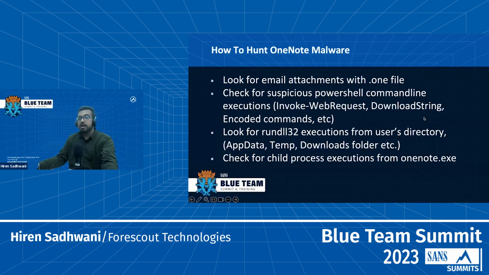Now look at how we can hunt the OneNote malware. Some of the things: look for the email attachments where the .one file is attached with the emails. So you can look at your email security logs. You will find the attachments and URLs. You can also look for PowerShell command lines. As we have seen in some of the examples, there are PowerShell command line executions with Invoke-WebRequest, DownloadString, encoded command.